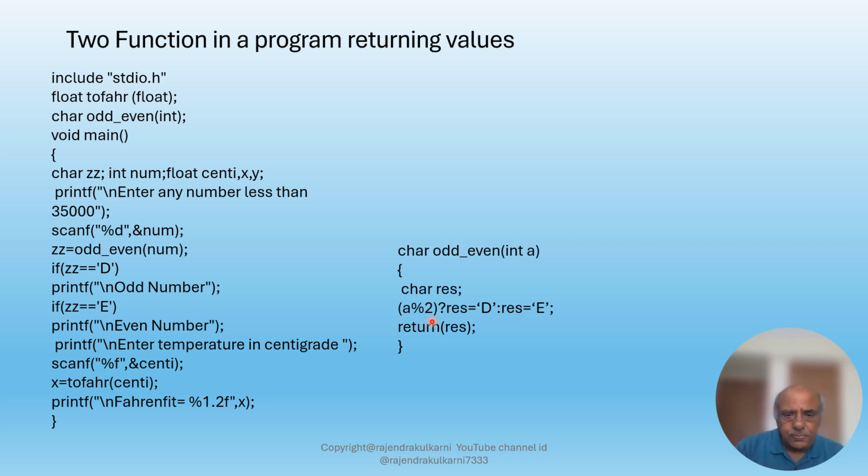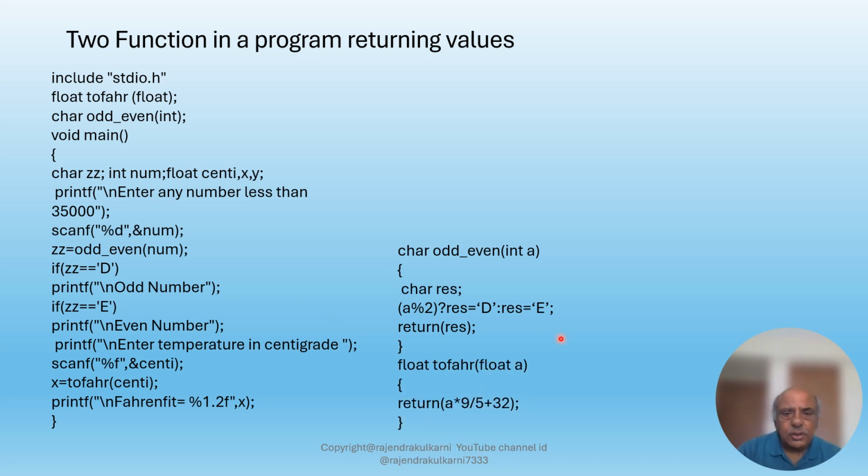a mod 2. If a mod 2 evaluates to 1, it means the number entered by the user is odd, and so res will be assigned with a character D. If a mod 2 evaluates to 0, that means the user has entered an even number, and hence res will be assigned with an uppercase E, and then this return statement will return the value held by it to the function call, where it will be collected by the variable zz.